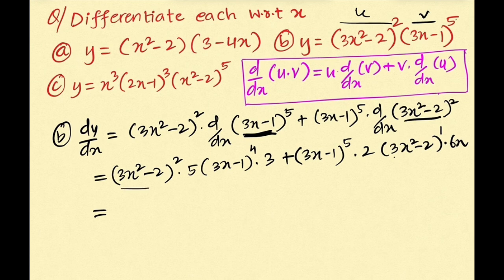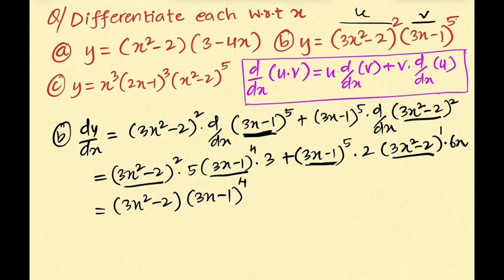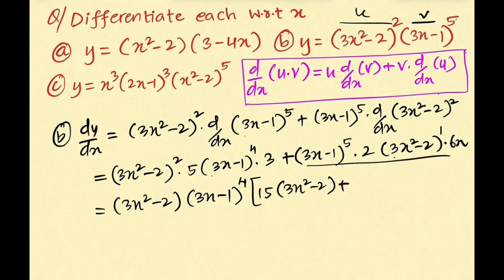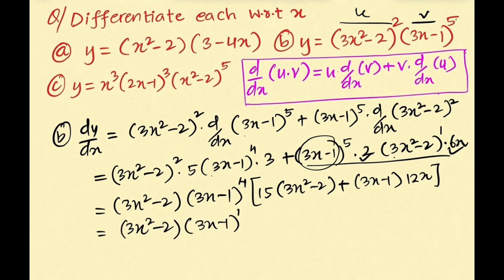Now you look for the like terms in this expression. I can take one of this 3x squared minus 2 from both of these. So take that out, 3x squared minus 2, this will be one factor. 3x minus 1 raised to 4 is present in both of these, so I can take it out, 3x minus 1 raised to 4. And now you open the bracket. So on this part I have 5 times 3, which is 15, and one of this 3x squared minus 2, plus on this part what is left will be one of this 3x minus 1 and 2 times 6x, that is 12x. So this becomes 3x squared minus 2, 3x minus 1 raised to 4.